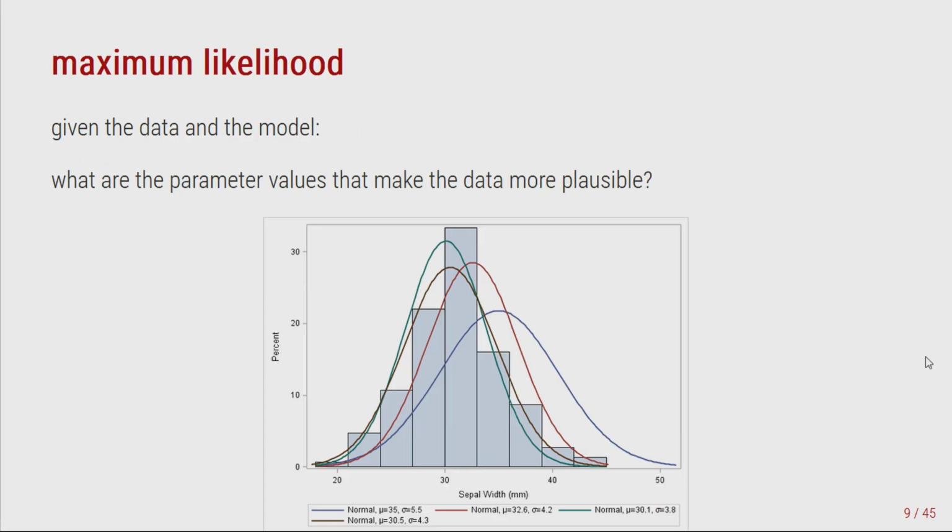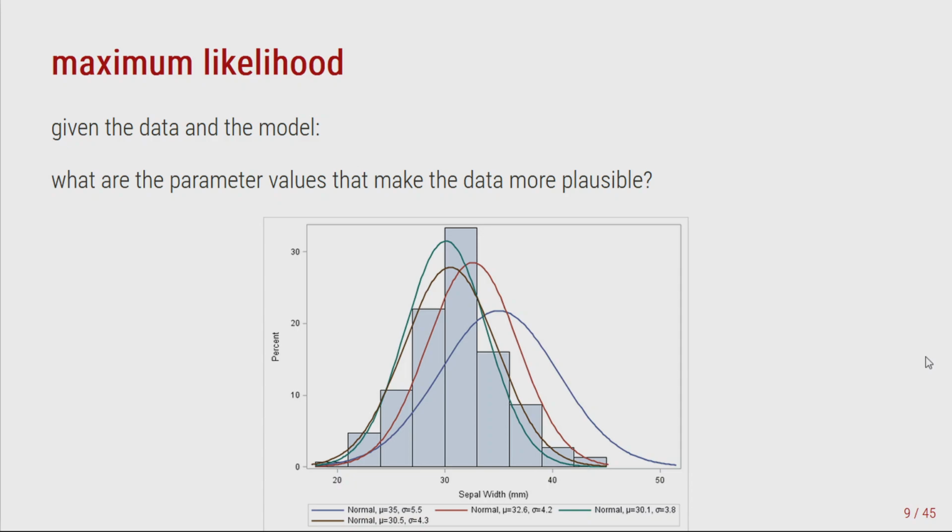Occam's razor. So maximum likelihood is a concept, and there are different algorithms to estimate parameters based on this concept. But what I want you to understand here is the concept of maximum likelihood, which is basically that given the data, here I have a data histogram of sample width from iris. Given the data, what are the parameter values that make the data most plausible?